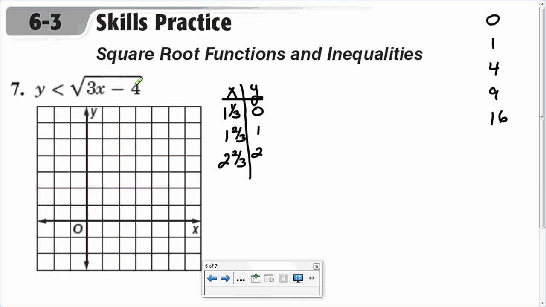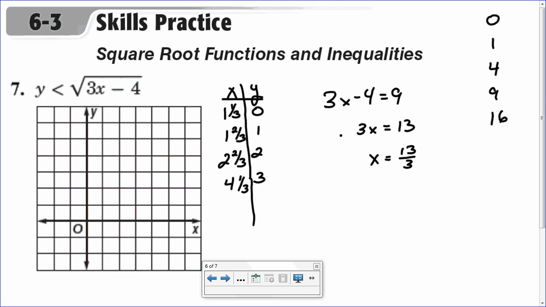Okay, let's go ahead and set our next one. Let's say this is 9. The square root of 9 is 3, so y would be 3. Now set it equal to 9. 3x minus 4 is equal to 9. Add 4 to both sides. 3x equals 13. Divide both sides by 3. X equals 13/3. 13 divided by 3 is 4 with a remainder of 1.